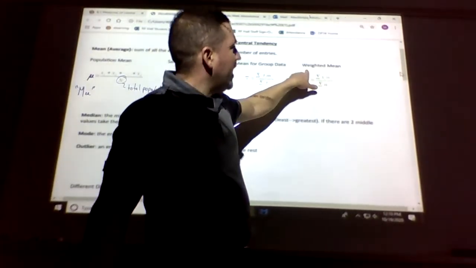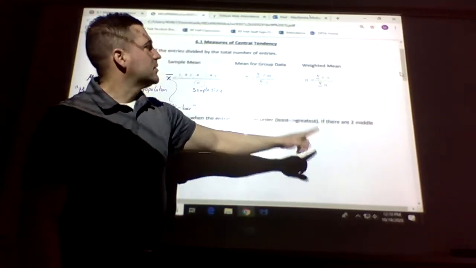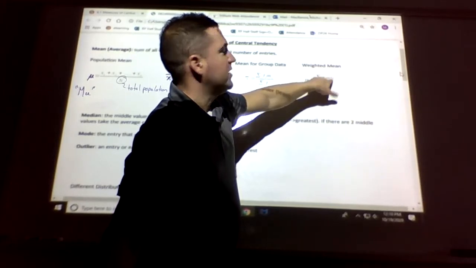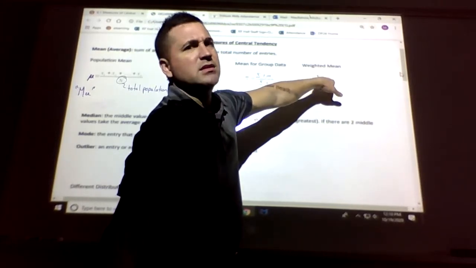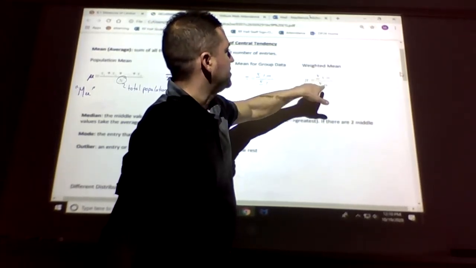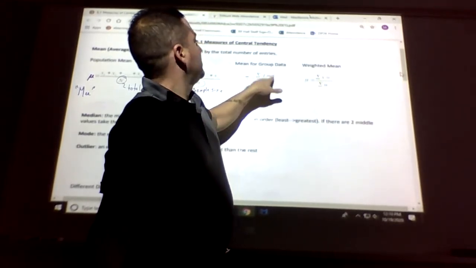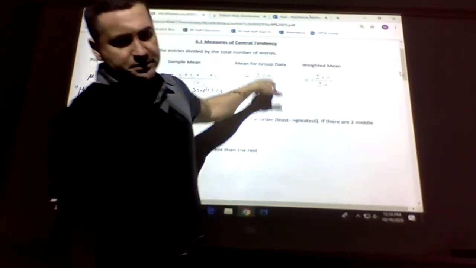Then we have something for weighted mean, which we've done already, except we're doing weighting here. So we took each x value times its weight. We did this in the previous chapter. And then sigma: W is weight, the weightings, F is frequency, M is midpoint.